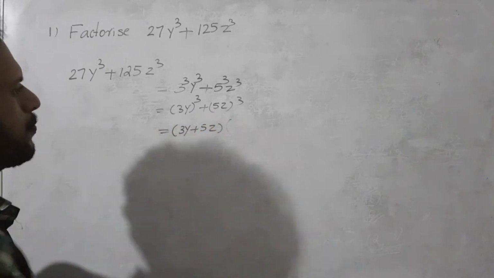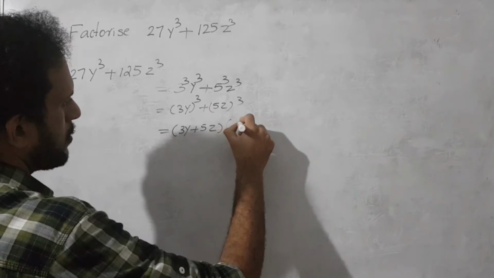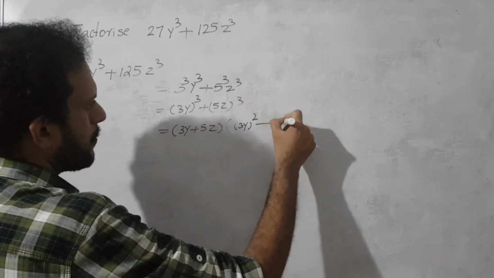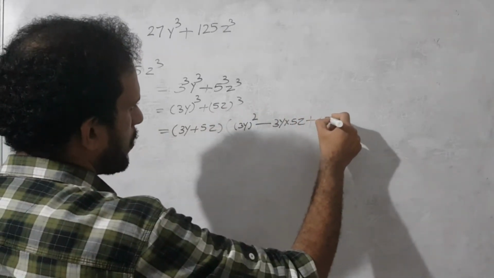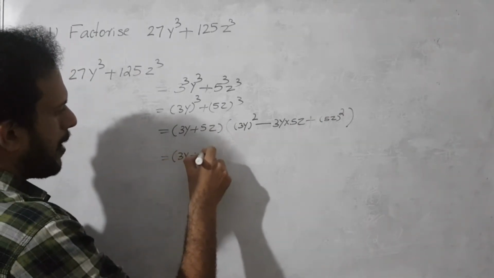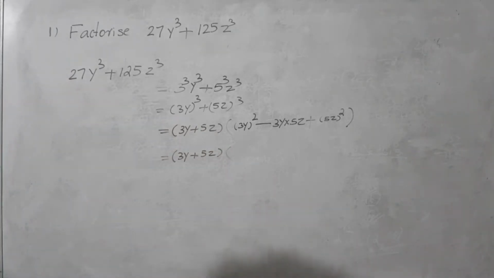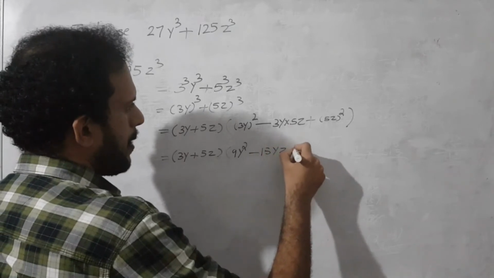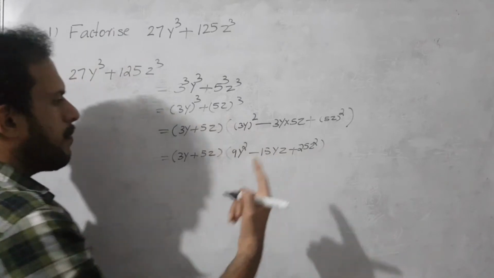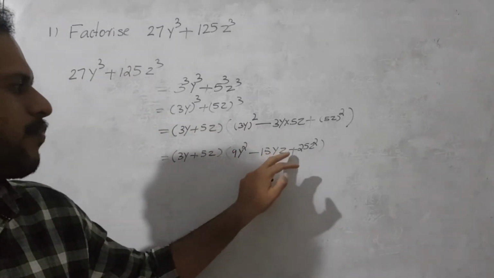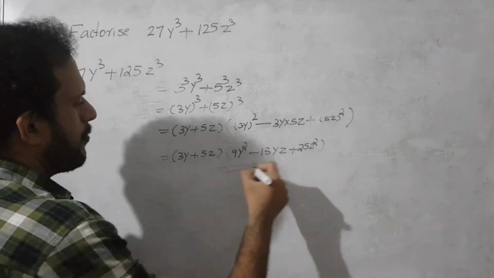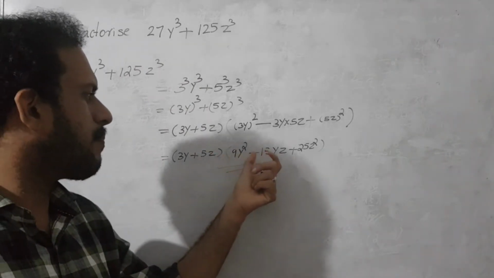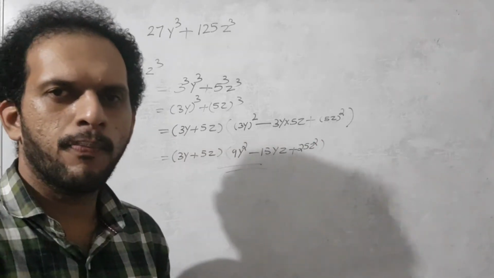x plus y, which is 3y plus 5z, into x square, which is 3y square, minus xy, which is 3y into 5z, plus y square, which is 5z whole square. So it is 3y plus 5z into 9y square minus 15yz plus 25z square. This is in the form of a product, correct? So we stop here. We have factorized 27y cube plus 125z cube. The factors are 3y plus 5z and 9y square minus 15yz plus 25z square. We converted it into a product of factors.